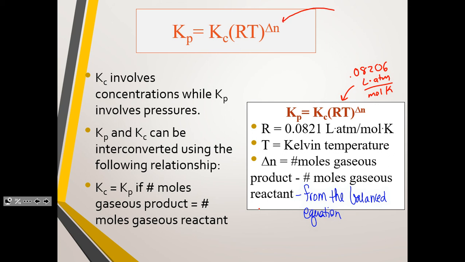RT is raised to the power of Δn, which is the change in the number of moles of gaseous reactants. So how do we get this change? We look at the balanced chemical equation, and we take the moles of gaseous products minus the moles of gaseous reactants.